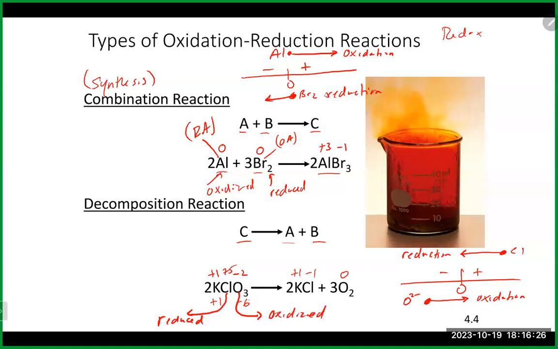Any questions on that? So here we could clearly demonstrate through oxidation states that it is a redox reaction. We have electrons being transferred. Once again, the electrons here are being transferred from the oxygen to the chlorine, and the chlorine is receiving those electrons, which is why it's being reduced. So decomposition, also a redox reaction, and the reason it's happening is those electrons are being transferred.